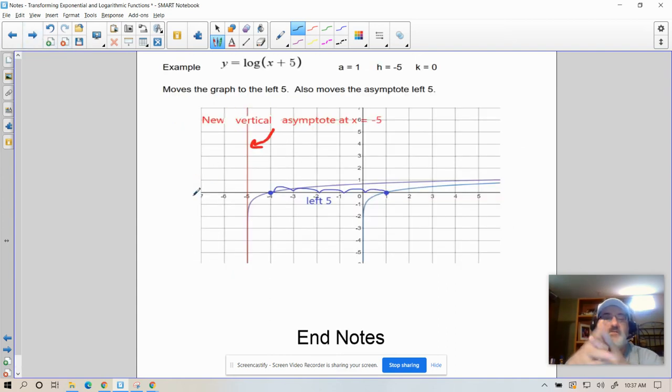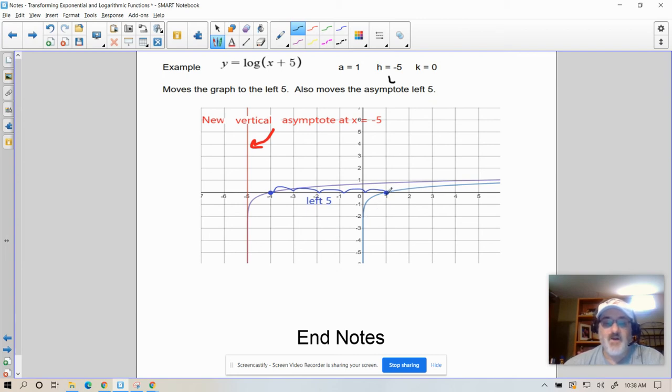Here I have y equals log of x plus 5. Let's pick out our a. Our a is 1 because there's no number out in front of log. That's an understood 1. Then we have h is negative 5. Remember, h has to be the opposite of whatever you have inside here. So since it's x plus 5, our h is negative 5. So that means I'm going to move left 5. And then I don't have any plus or minus anything over here, so that's k equals 0.